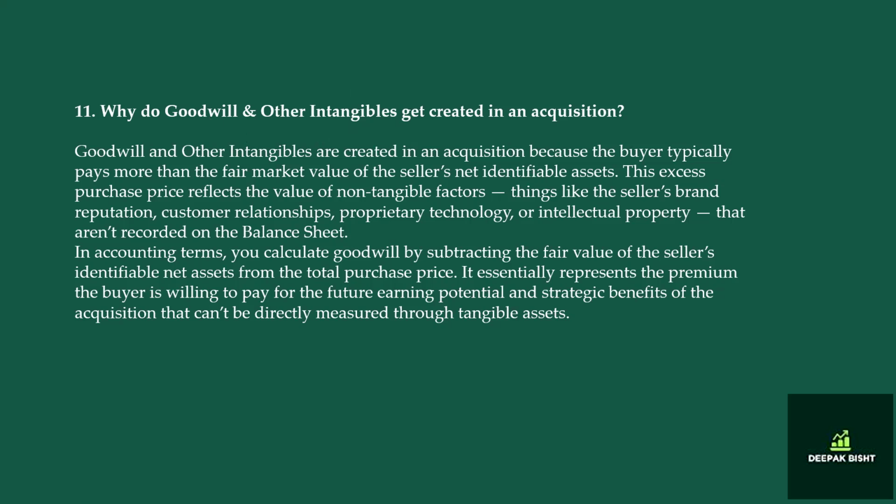If we break it down step by step, first we start with the purchase price. We identify tangible and intangible assets at fair market value. Tangible assets are cash, PP&E, inventory. Intangible assets are patents, trademarks, customer lists, or technology that can be separately recorded and valued. We subtract liabilities: the fair value of the target's liabilities is subtracted to arrive at the fair value of net identifiable assets, and the resulting goodwill represents the portion of the purchase price that cannot be assigned to specific identifiable assets.